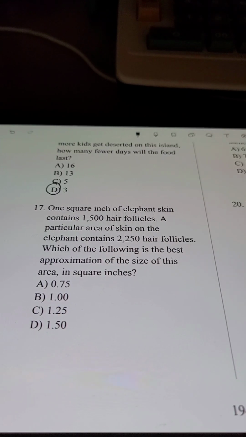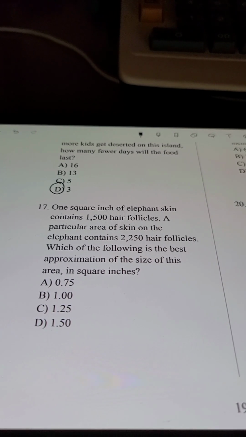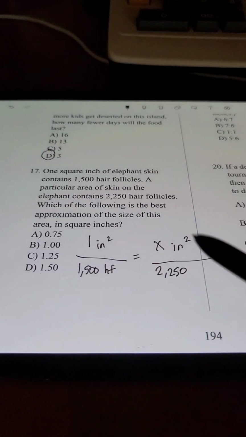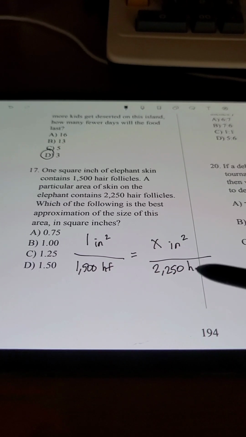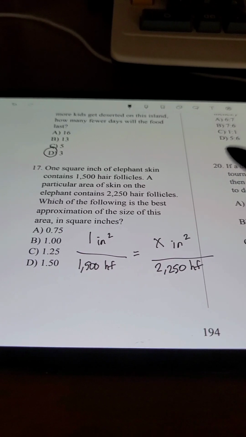Okay, so now pause to read number 17 if you haven't already. This is going to be a directly proportional relationship. So if I set it up, this is what I get. Same units on top, same units on bottom. I forgot to write HF for hair follicles. Follicles? I think that's how you say it.